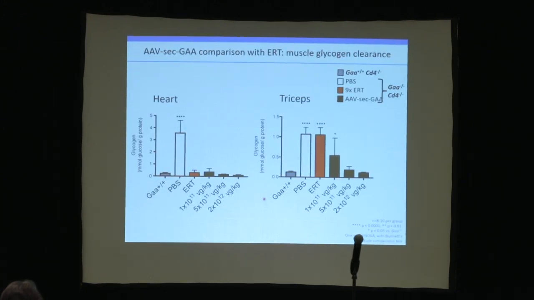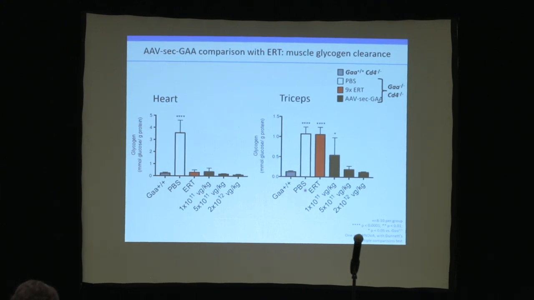And these are unpublished results. In the heart, you can clearly see the potential of ERT in red. You see a complete clearance of glycogen. But then, the vector essentially worked similarly.